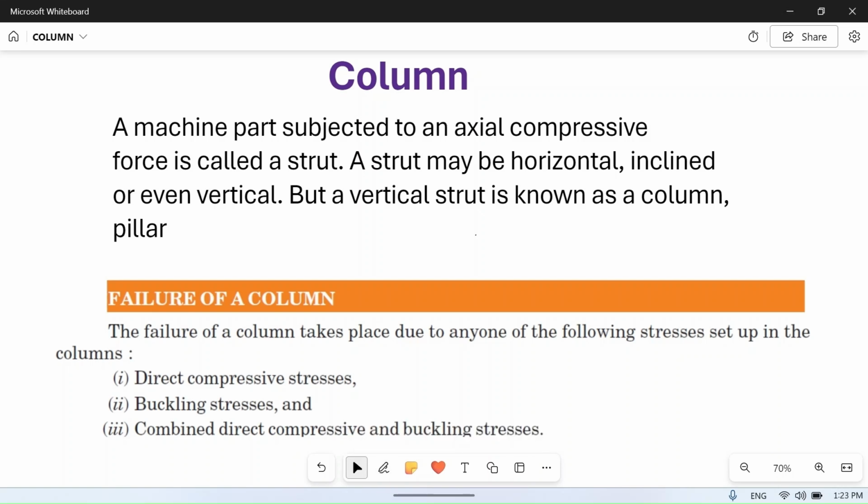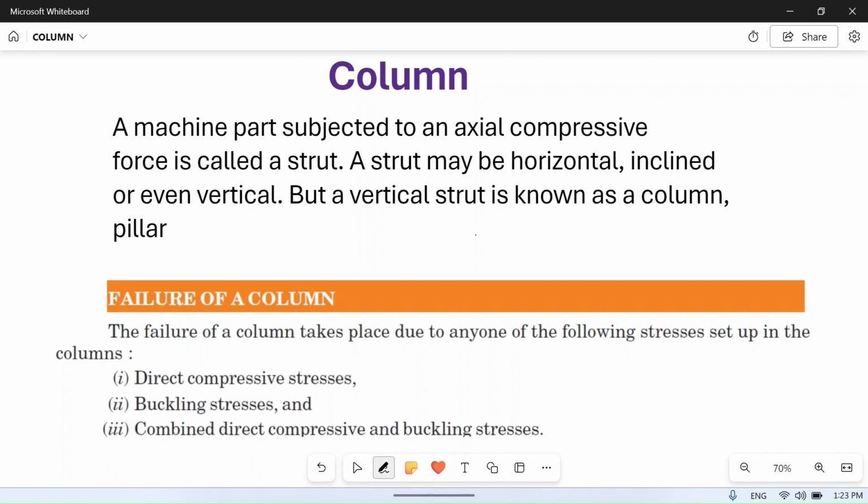So in this video we will study about columns. First of all, we will see what is the column and what are the types of failures of the column, and then in the next few videos we will derive the Euler formula, and we will study about the various end conditions of the column. Then we will solve some numerical problems in upcoming videos. So please follow this playlist for more. Okay, so first of all, let's see what is the column.